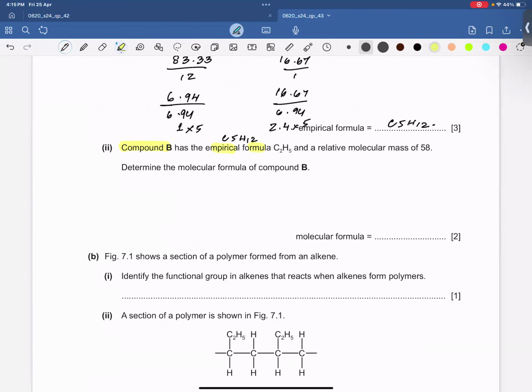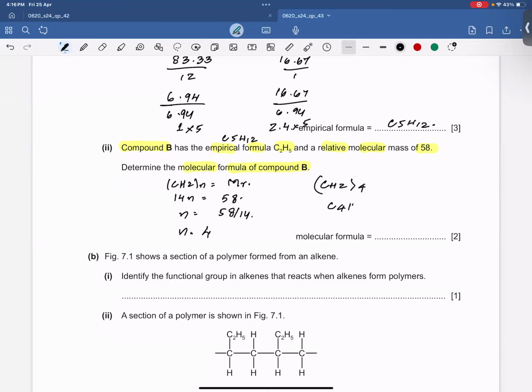Next, compound B has the empirical formula C2H5 and a relative molecular mass of 58. Determine the molecular formula. Okay, that's easy. CH2 taken N equals Mr. CH2 has a mass of 14. N equals Mr, which is 58. So N equals 58 divided by 14, which is going to be 4. So it's going to be CH2 taken 4, so C4H8 is going to be the right answer. Okay.